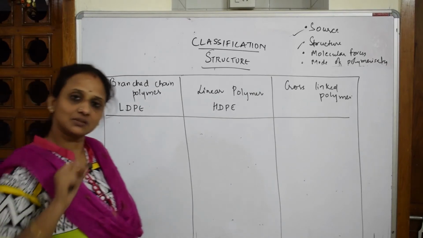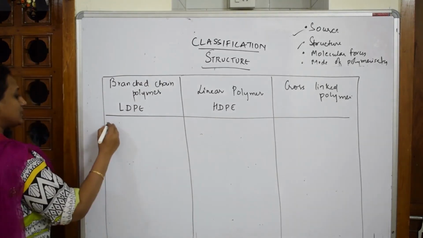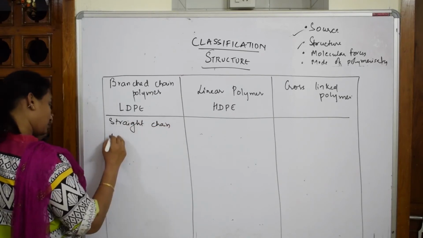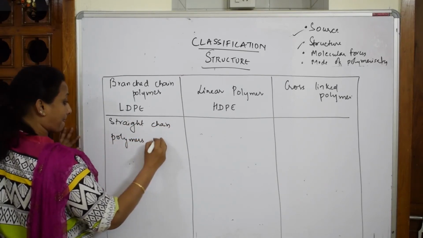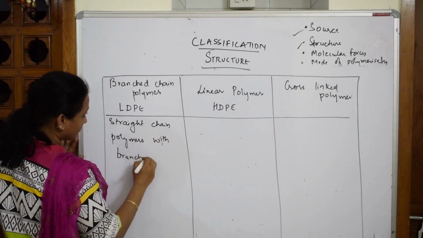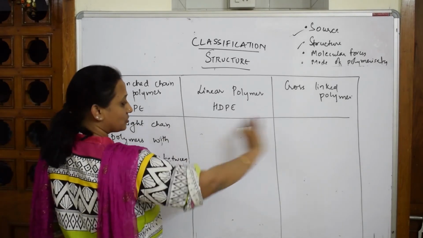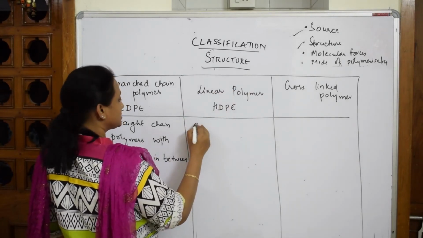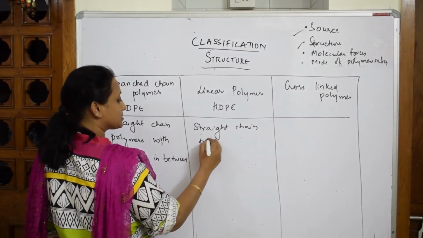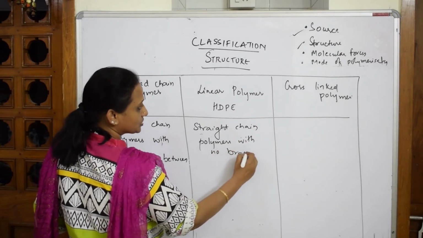Basically, branched chain polymers are straight chains. In between, they also have certain branches. So you can write these as branched chain polymers are straight chain polymers with branches in between. Here in linear polymers, there are no branches. All are straight chains, linearly arranged. These are straight chain polymers with no branches.